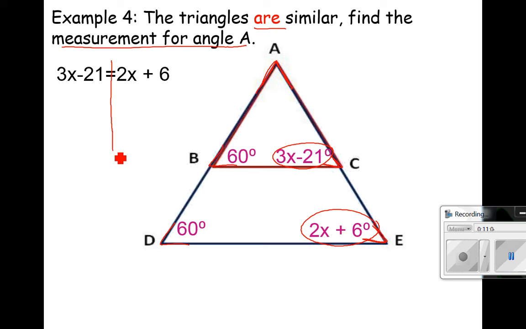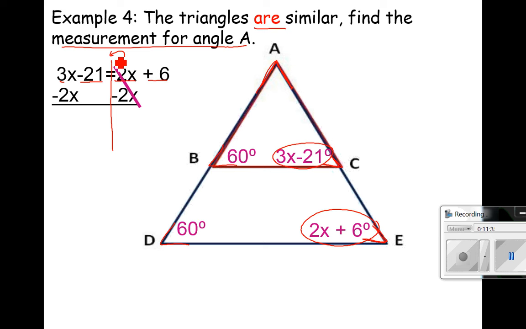I have choices here. I can move the 3x, I can move the minus 21, I can move the 2x, I can move the plus 6. I like to get all of the x variables on the same side, and I like them on the first side. So I'm going to choose to move the 2x to get it to the first side. And I see that 2x is positive 2x, so to get it to the other side, the inverse operation is minus 2x. I'm going to minus 2x on both sides. Then I'm going to be able to cancel that out.